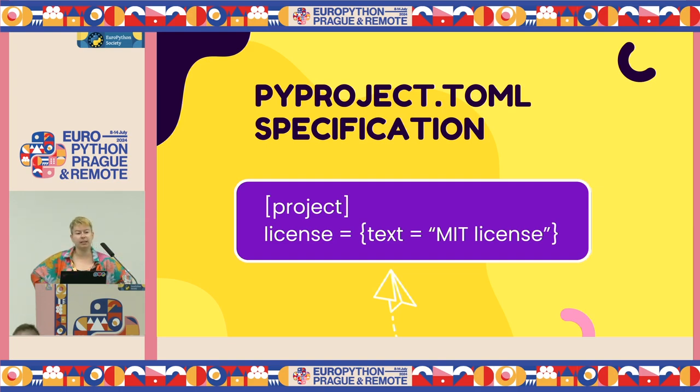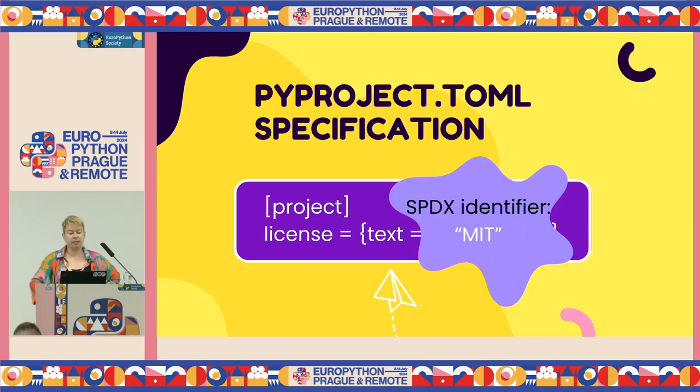So you can either specify a text. And this is exactly that. This is a free-form text, which cannot really be parsed and validated. And you can write whatever you want there. Although the popular build backends will tell you, just put an SPDX identifier there. Don't go with a text. So that is also something I would encourage you to do, even under the current standard.